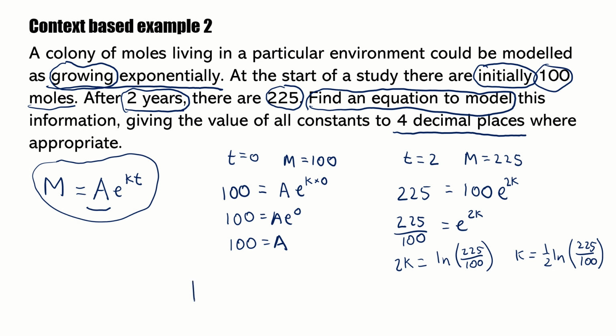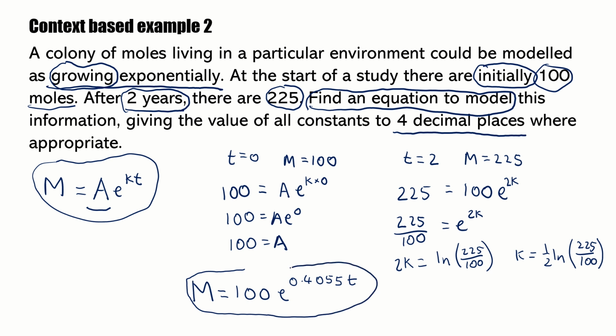So the final answer is to rewrite that equation, but now with the values of a and k in their respective places. We know a is 100, we have e, then we've got k, so we have to work out the value of that as a decimal, which is 0.405, and it would be a 4, but because there's a 6 after it, it rounds up to become a 5, and then we've got the t. So this is what it is, and we've rounded to 4 decimal places for the value of k, as they asked. So that's how you ultimately deal with context-based questions involving exponential growth and decay.